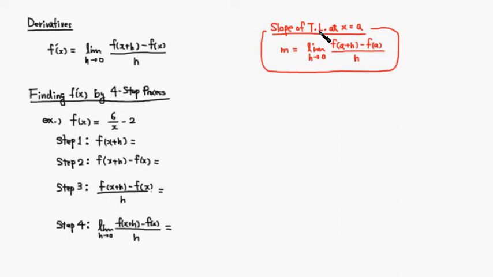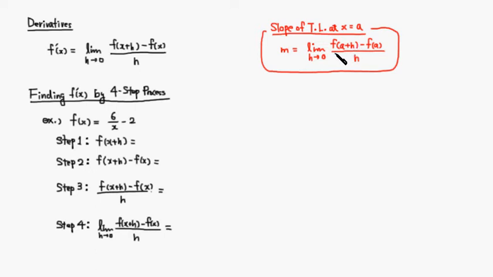Before, the slope of the tangent line we were looking for was at the specific point x equals a. So the slope of the tangent line is the limit of f of a plus h minus f of a over h as h approaches 0. But we can generalize this and maybe make a function out of it.